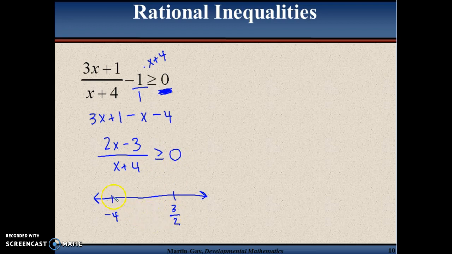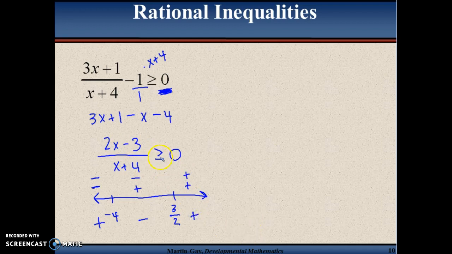Something less than -4 is -5. Well, 2 times -5 is -10, minus 3 is still a negative, and then -5 plus 4 is a negative. So this section, because I have 2 negatives, is going to be positive overall. Between -4 and 3/2 is 0, so 2 times 0 minus 3 is negative. 0 plus 4 is positive, so that section is negative. And then we can say 2. 2 times 2 is 4, minus 3 is positive. 2 plus 4 is positive.